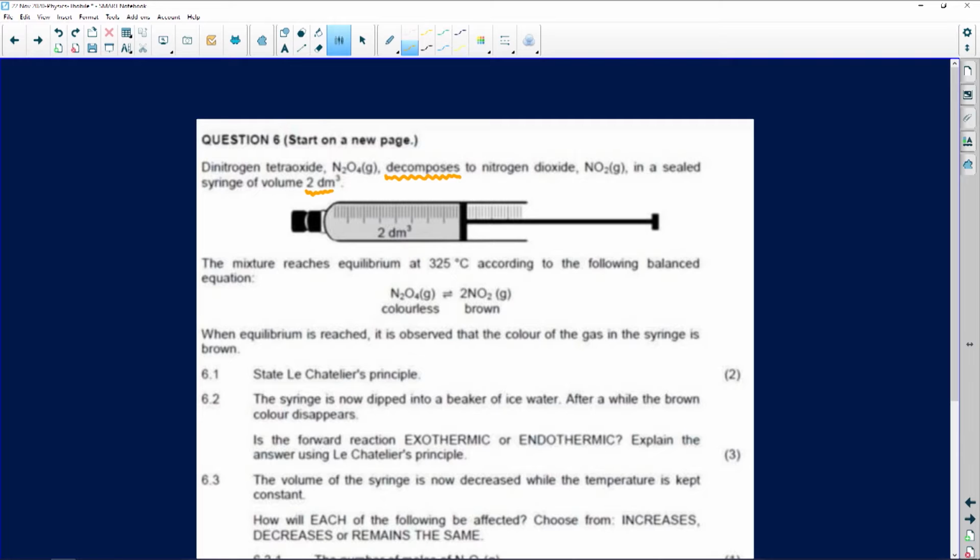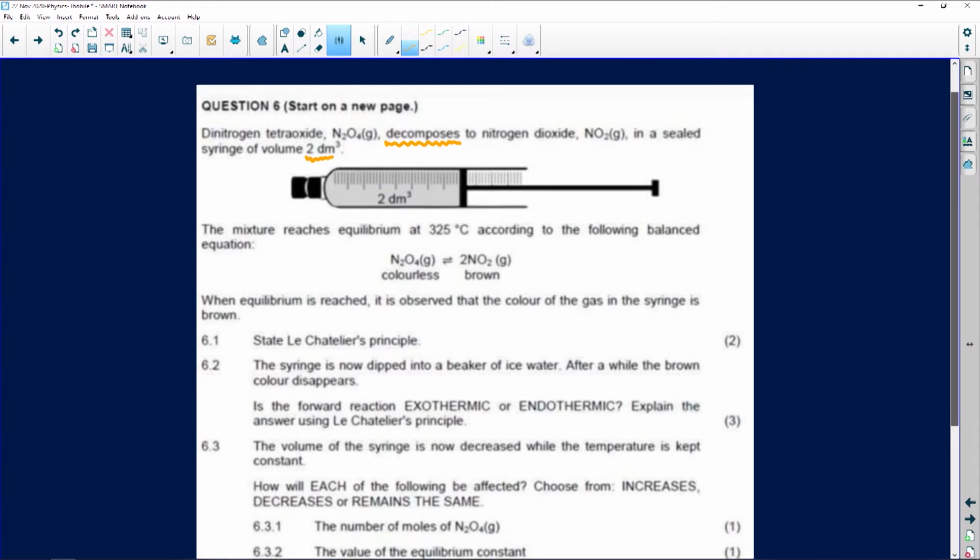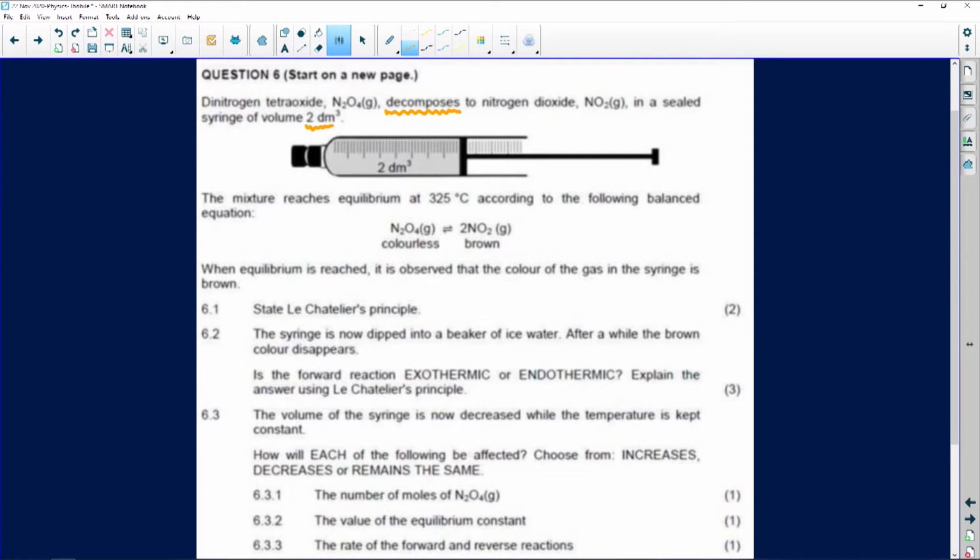I love the volume because we don't have to convert it. Remember, if your volume is given to you in cubic centimeters, you must divide that by 1,000 to get it to cubic decimeters. So I can see my syringe here. The question continues to say the mixture reaches equilibrium at a temperature of 325 degrees Celsius according to the balanced equation. So I can see it's colorless on the one side and it's then brown on the other side.